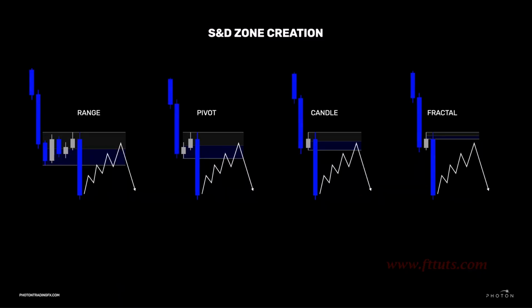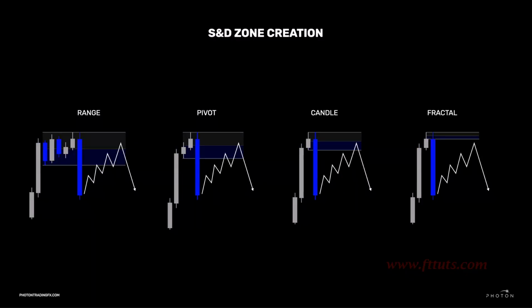So this is how all four of these types of zones would look as continuation supply zones. And then this is how all four of those types of zones would look as reversal supply zones. So it's always supply no matter what, because price broke out to the downside. But what determines whether it's a continuation or a reversal is again dependent upon which direction price was moving before the zone was created.